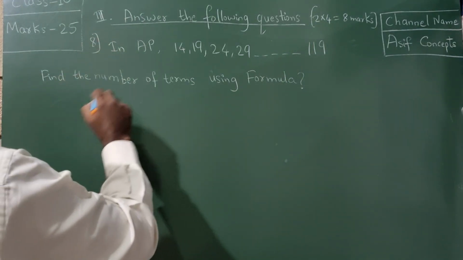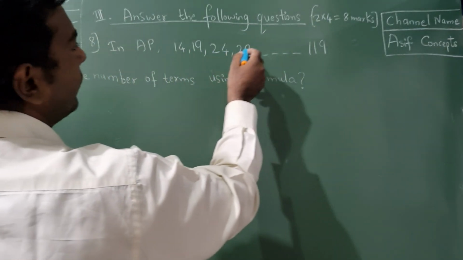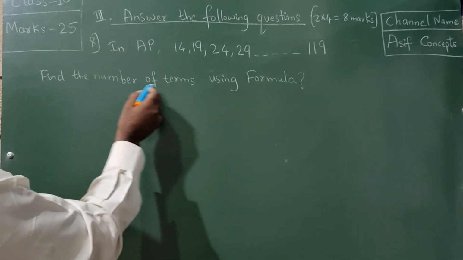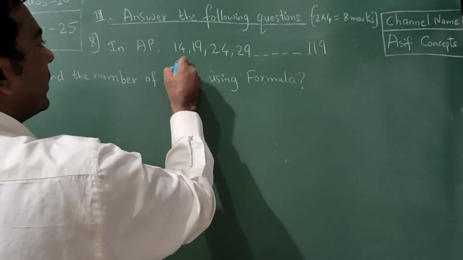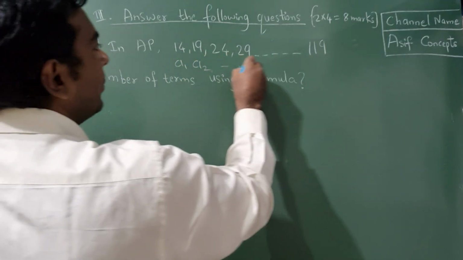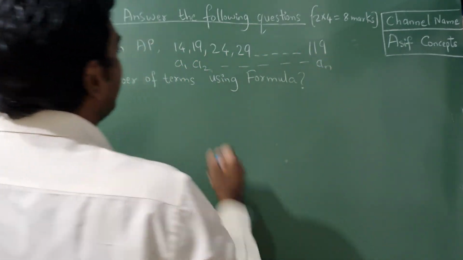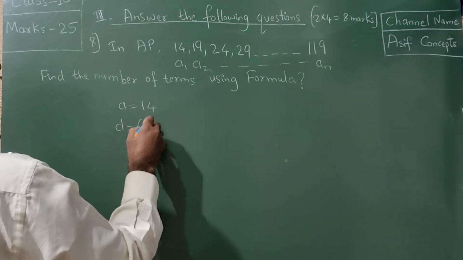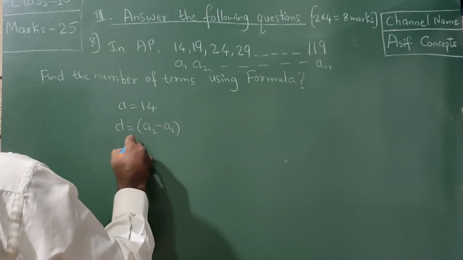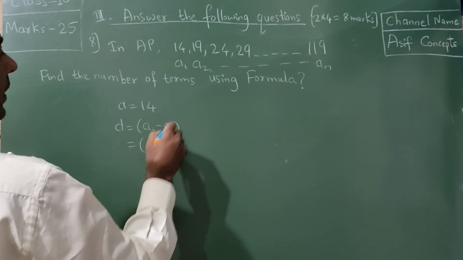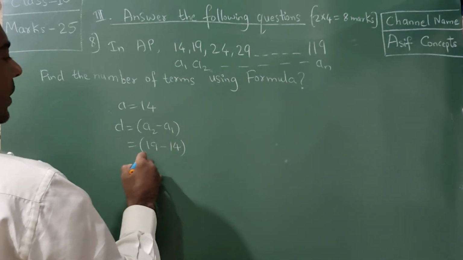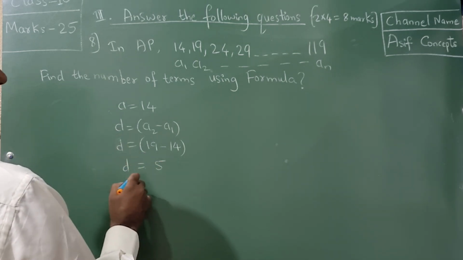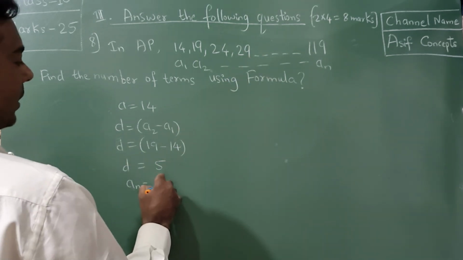Okay. Now 8th question is, in an AP 14, 19, 24, 29 so on up to 119, find the number of terms using the formula. So this one is A1, A2 and this is AN. So the first term will be 14 and common difference is A2 minus A1. So A2 is 19, A1 is 14. So if I subtract, it is 5. So common difference is 5 and AN is how much?